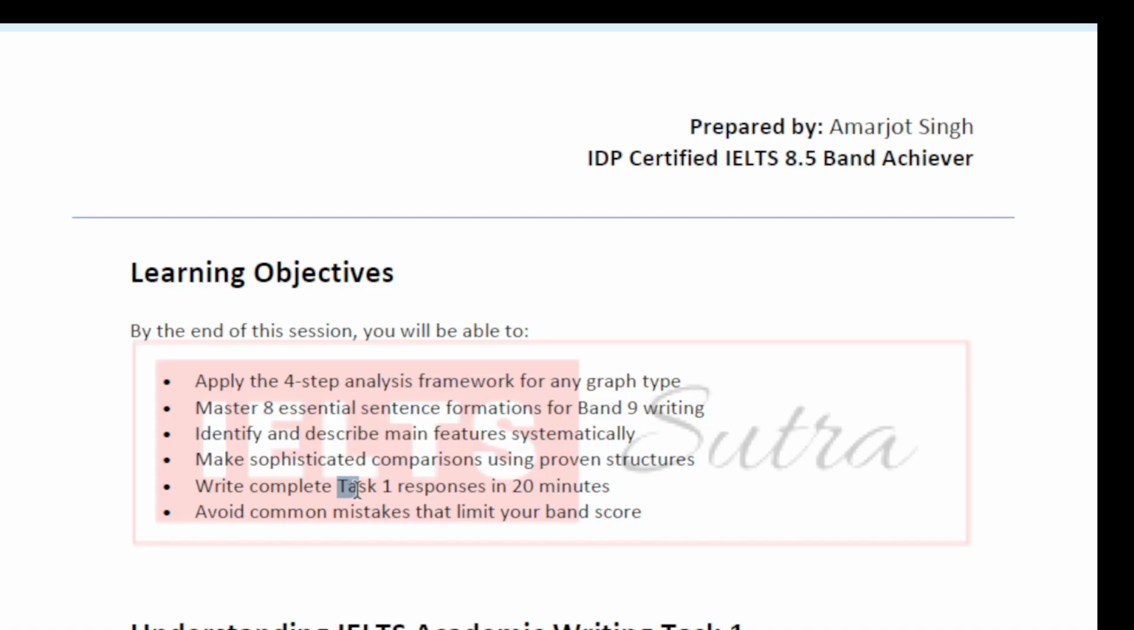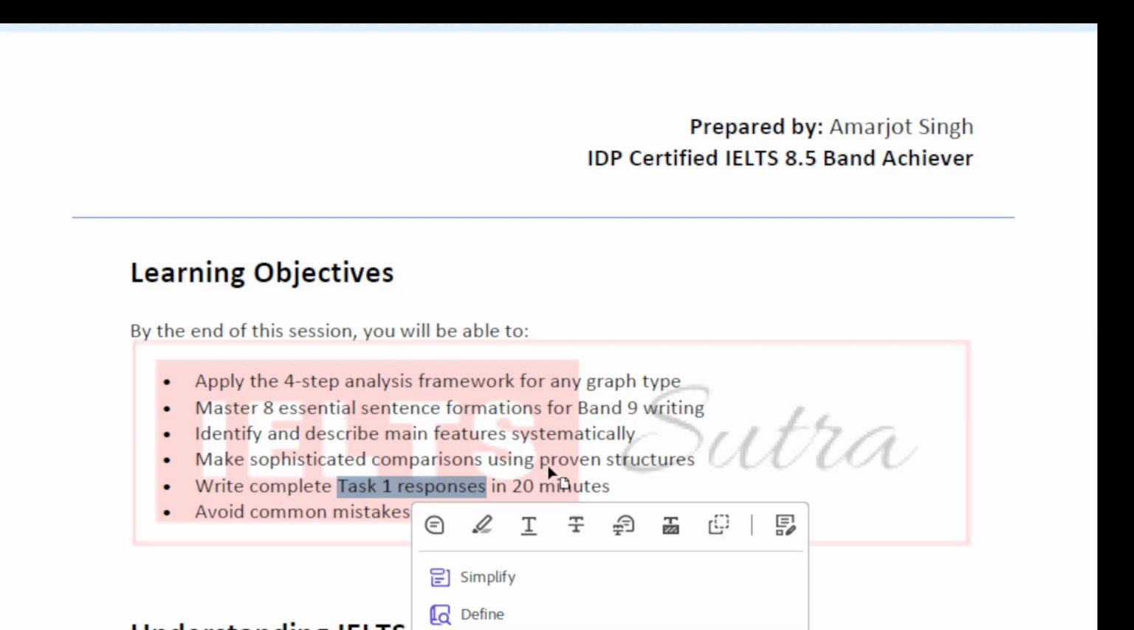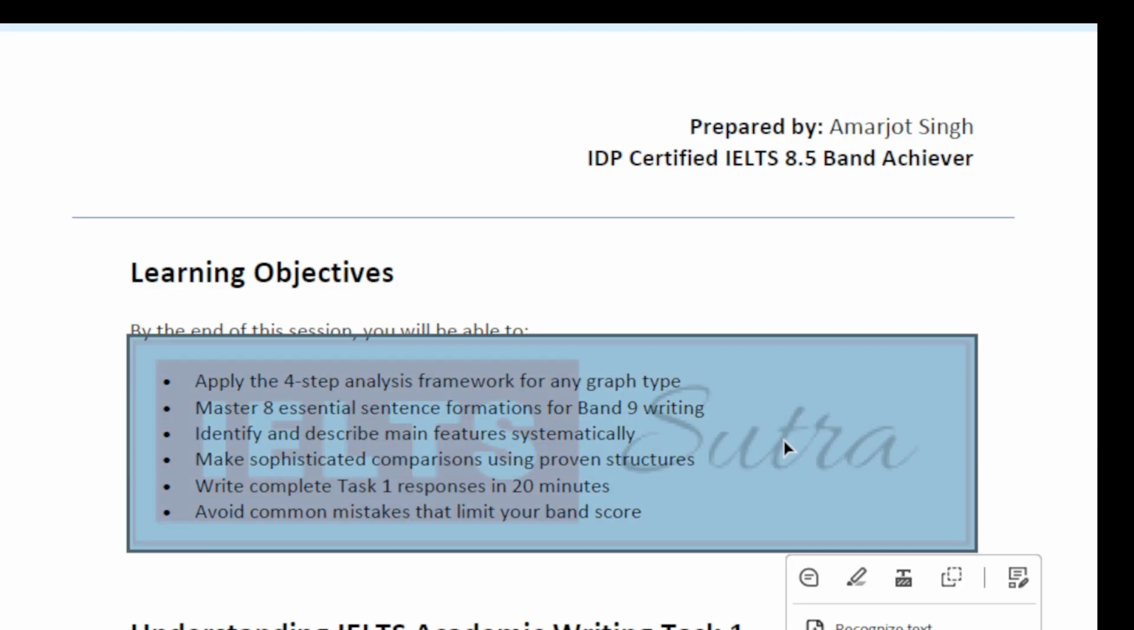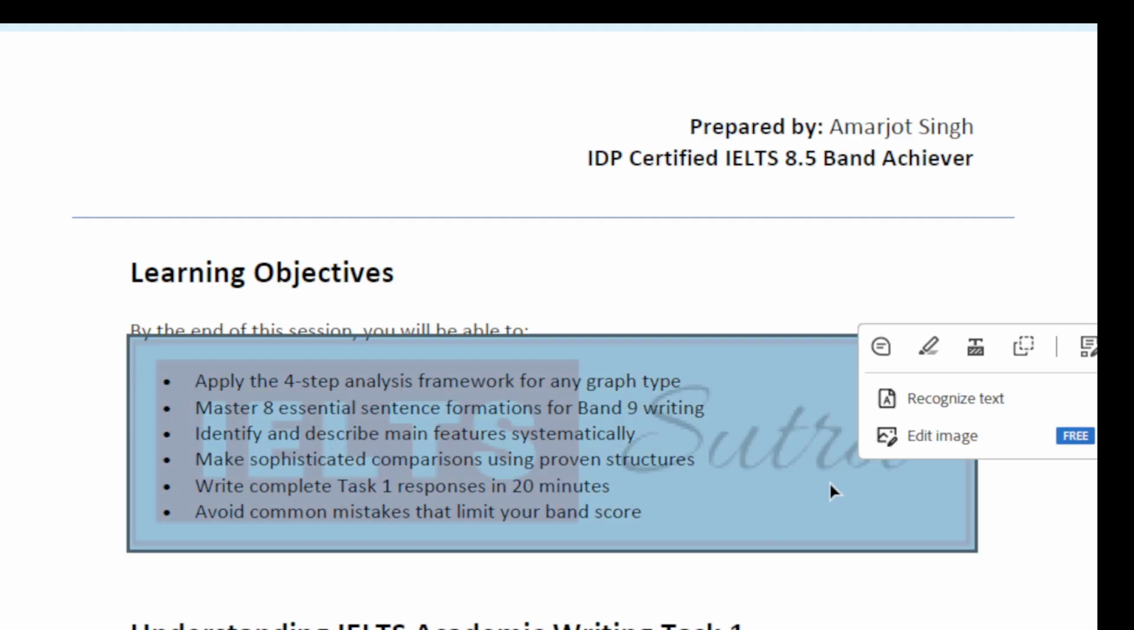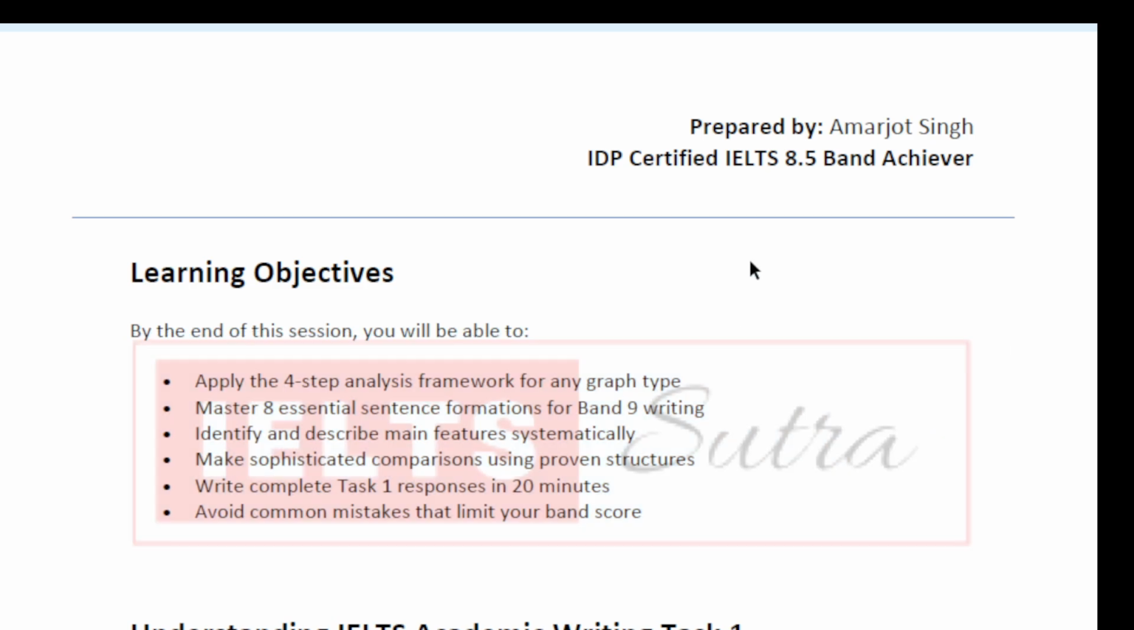Then we will write one task 1 response. It will be a sample answer for you. I will teach you how to implement the strategies, how to implement the task formations that we will learn in this lecture, and also we will look at some common mistakes as well. So make sure that you stay till the end of this lecture so that you can understand all of it and you can get the most out of it.